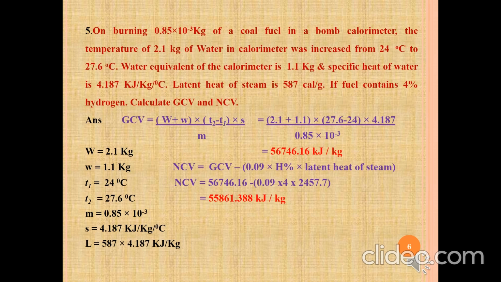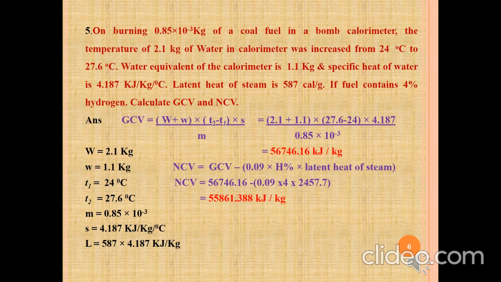On burning 0.85 into 10 raised to minus 3 kg of a coal fuel in a bomb calorimeter, the temperature of 2.1 kg of water in calorimeter was increased from 24 degrees Celsius to 27.6 degrees Celsius. Water equivalent of calorimeter is 1.1 kg and specific heat of water is 4.187 kilojoules per kg per degree Celsius. Latent heat of steam is 587 calories per gram. If the fuel contains 4% hydrogen, calculate GCV and NCV.